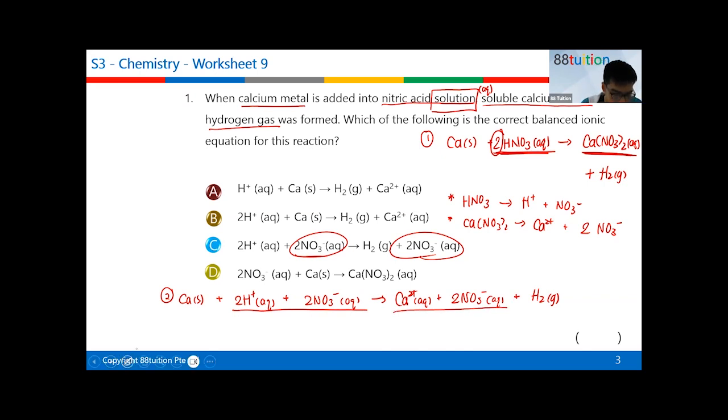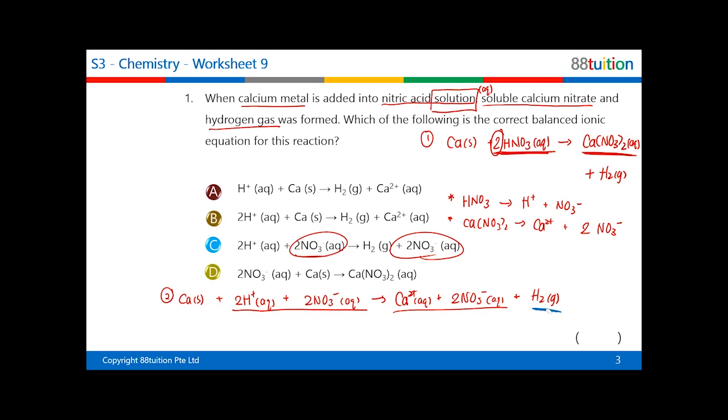Then the next step is for you to go and identify where is your spectator ion. So over here we can double check. My calcium actually has a change, because calcium from solid becomes calcium 2+. There is a chemical change, so I want to keep it inside. This is not a spectator ion. Then my H+ also changed. My hydrogen from H+ became hydrogen gas, which is H2. The state also changed, so over here there is a chemical reaction. I want to keep it in the equation.